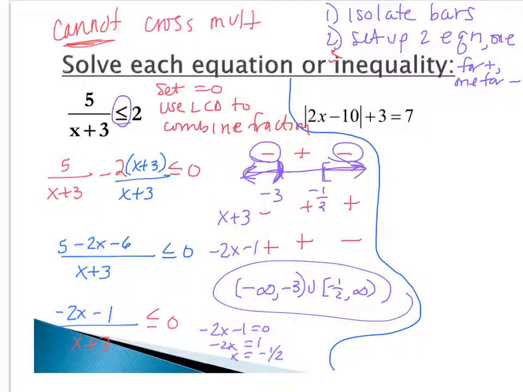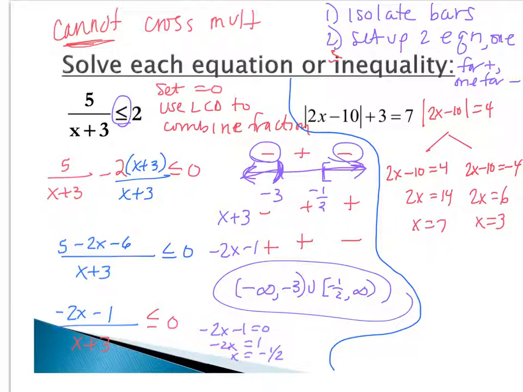In this problem to the right, I would first subtract 3 on both sides, giving me 2x minus 10 is equal to 4. Now I can set up my two different problems. 2x minus 10 equals positive 4, and 2x minus 10 equals -4. And we go ahead and solve these individually. After solving both of these problems, we see that our solutions are x equals 7 and x equals 3.